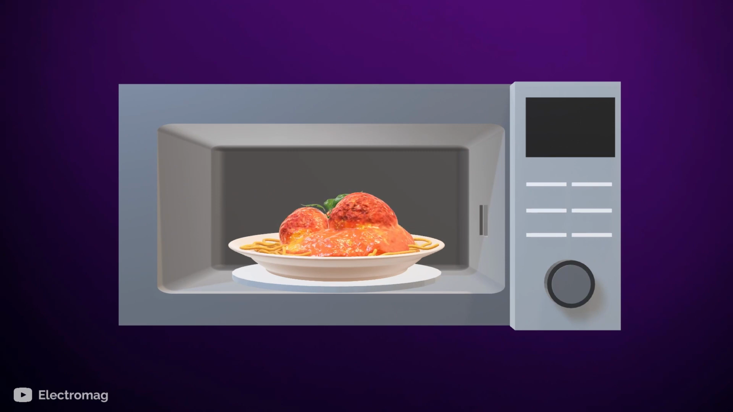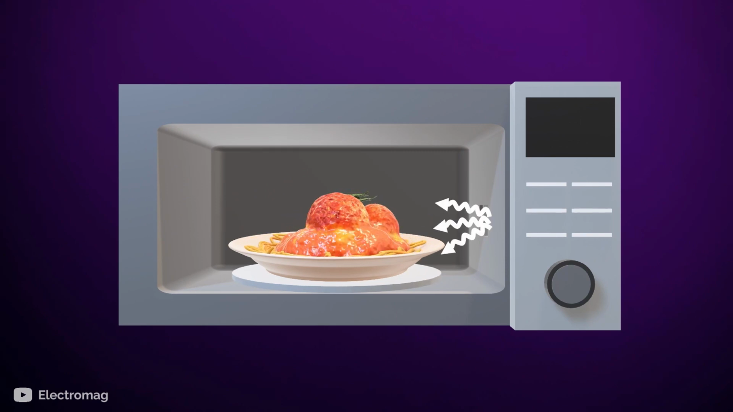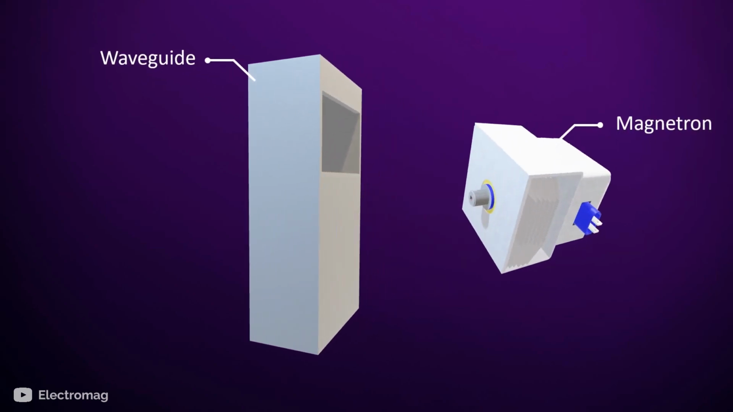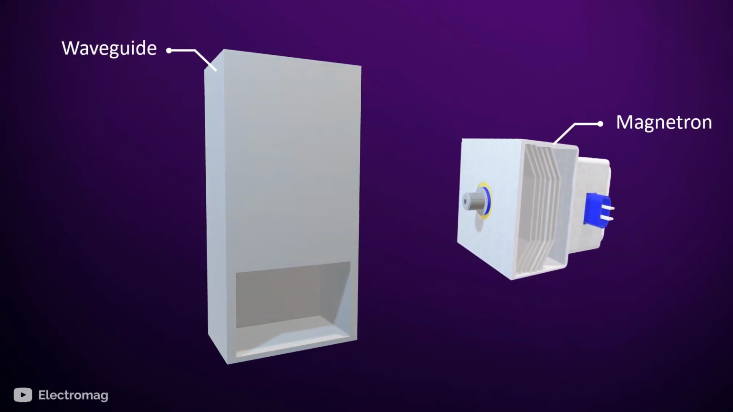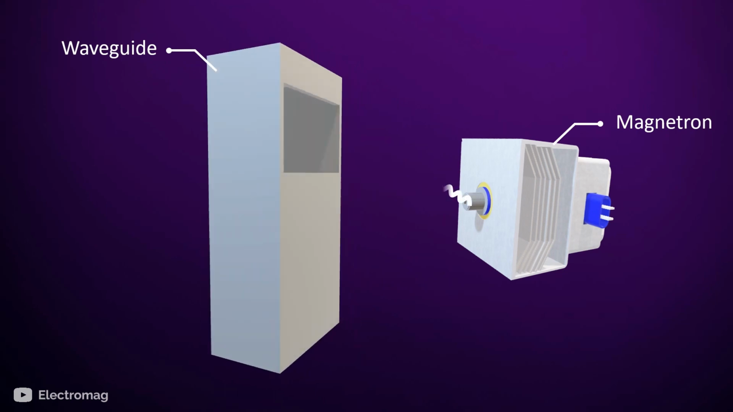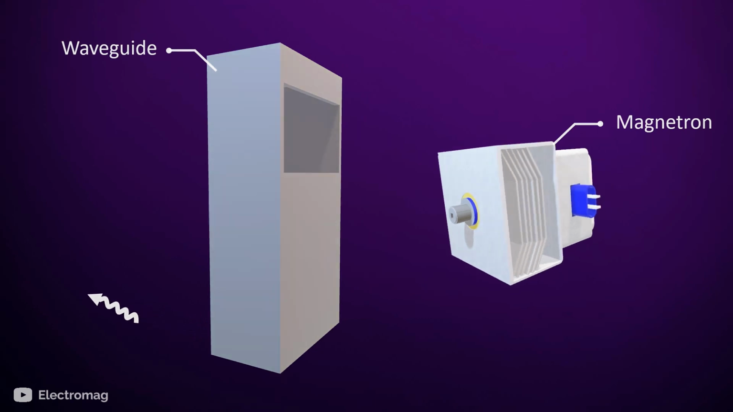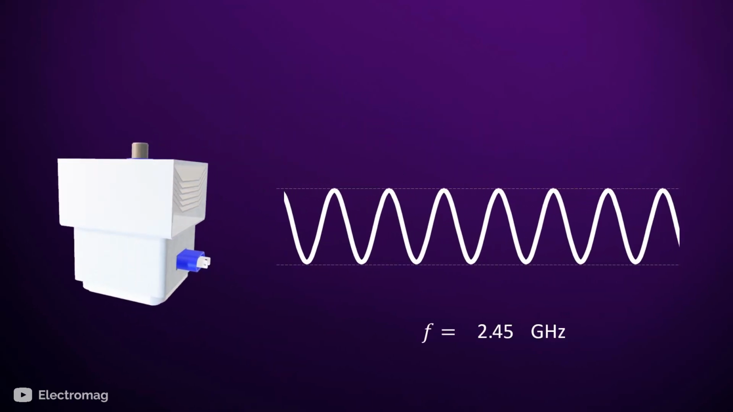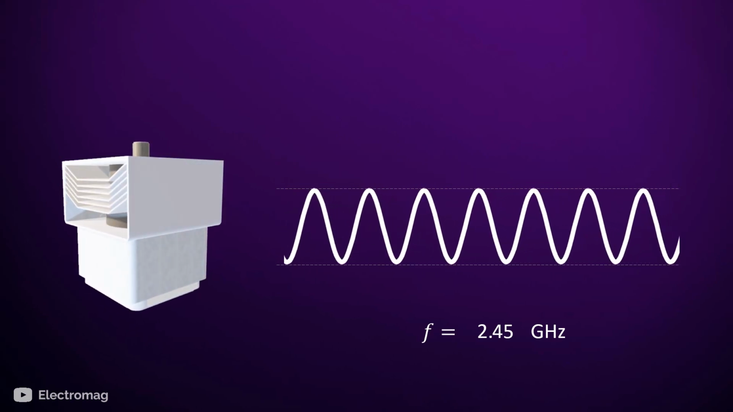But where do these waves come from? The waves are guided through the waveguide. A waveguide is a metal tube which can guide and handle high-power waves. The waves, which are generated by the magnetron, travel through the waveguide to reach the food. The magnetron, which is the heart of the microwave oven, has to produce waves at 2.45 GHz.